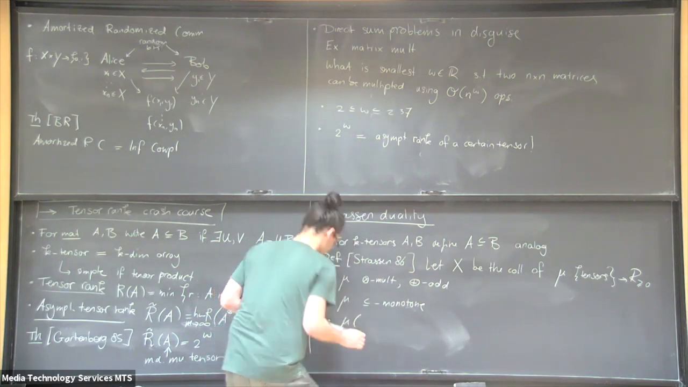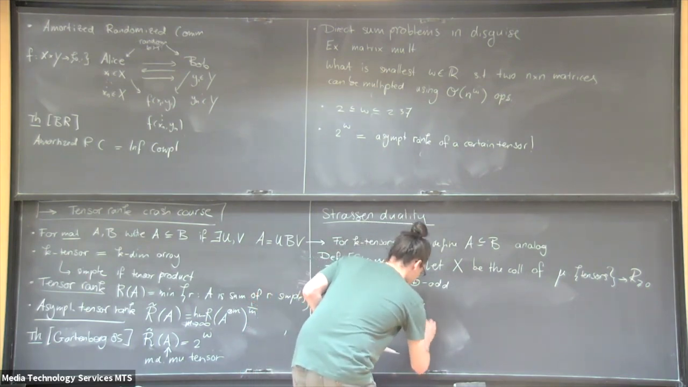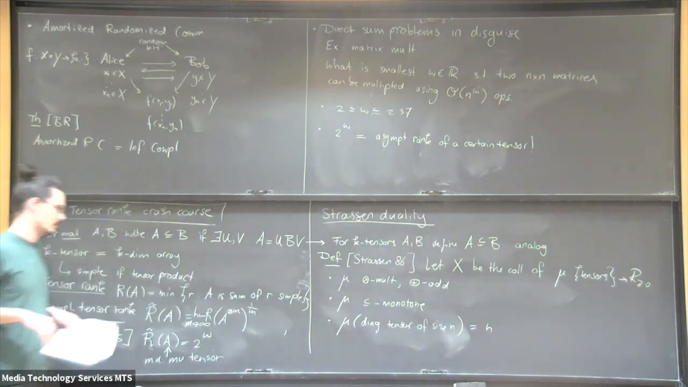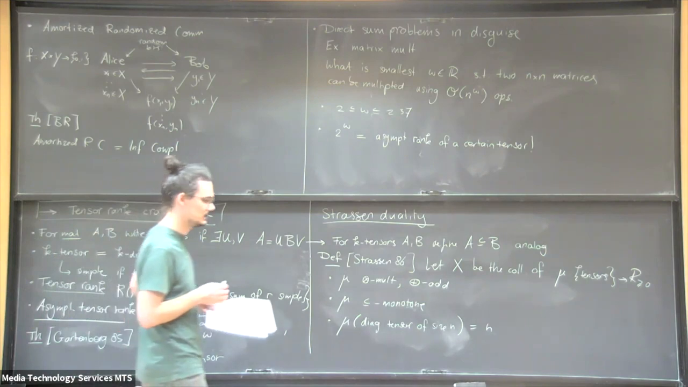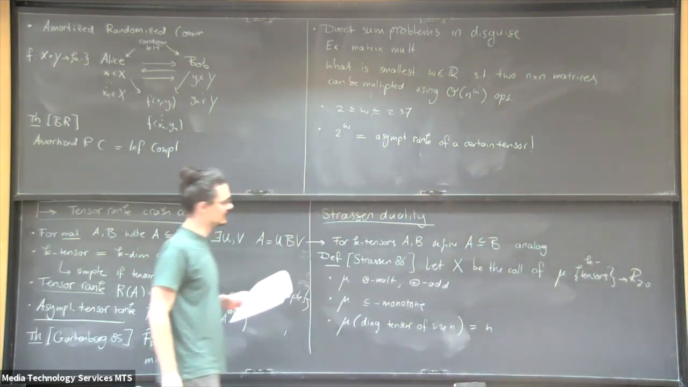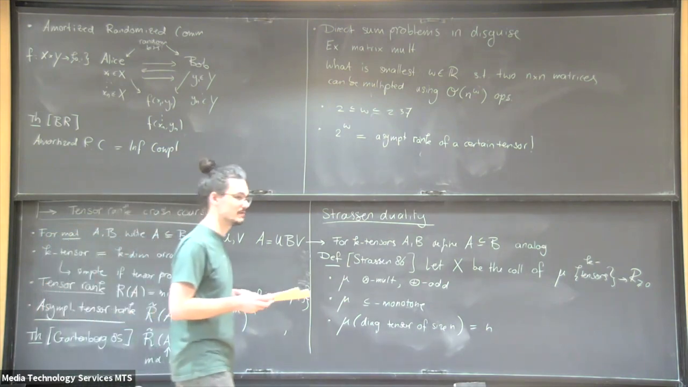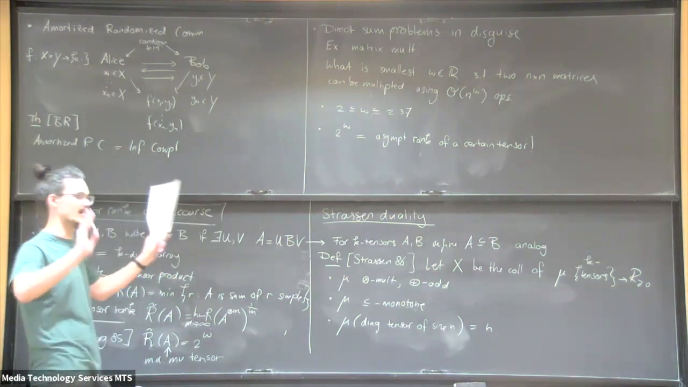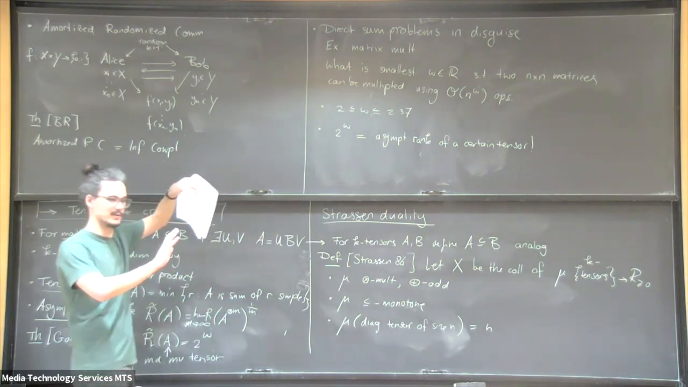And mu of a diagonal tensor of size n must be n. So if I take any diagonal tensor with ones on the main diagonal, then I want mu to have value n. Just like matrix rank has value n on an n by n identity matrix. We fix k, but we don't fix the dimensions. So I fix the order, but not the size of the tensor. I think of it as a k-dimensional array, but I don't fix how large your array is, just the number of indices in the array. Direct sum means you take these two tensors and you put them as blocks on the main diagonal.